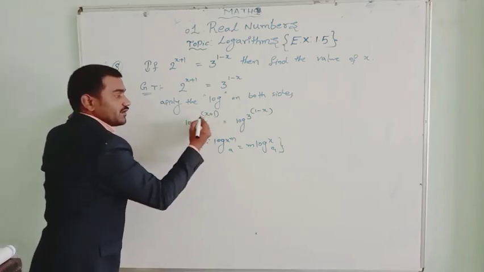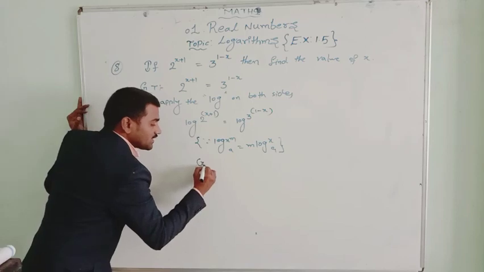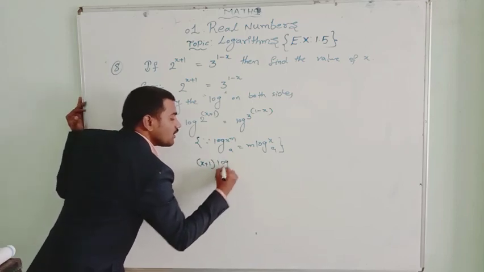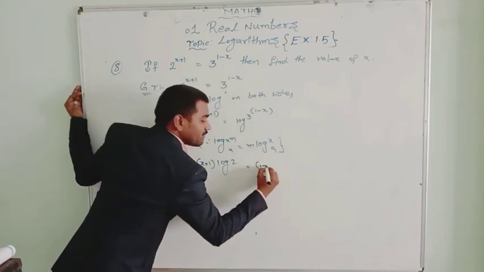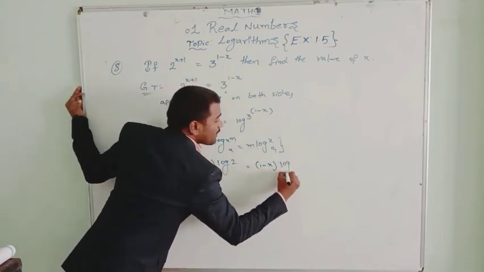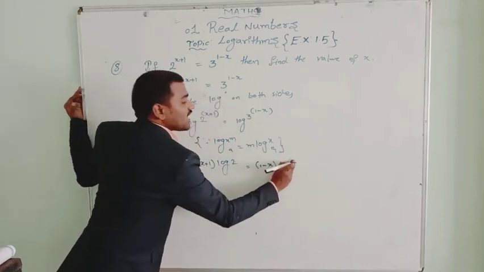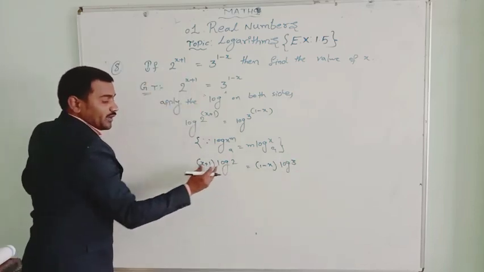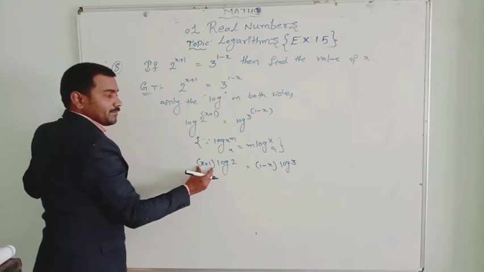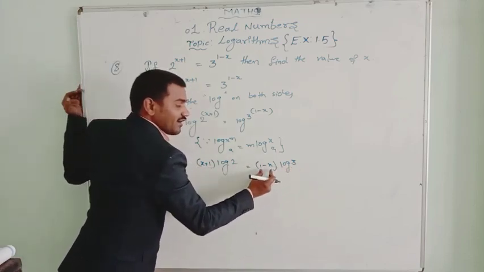So x plus 1 will come out in front. Let's write x plus 1 into log 2. Here 1 minus x will come out as 1 minus x of log 3. What does it mean? This log 2 is multiplying both the terms x plus 1, and this log 3 is multiplying 1 minus x.